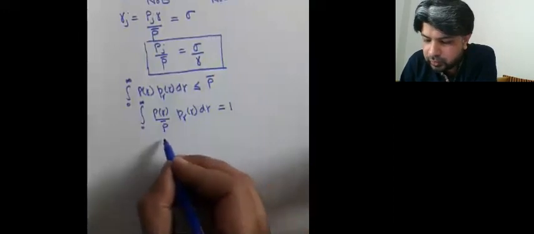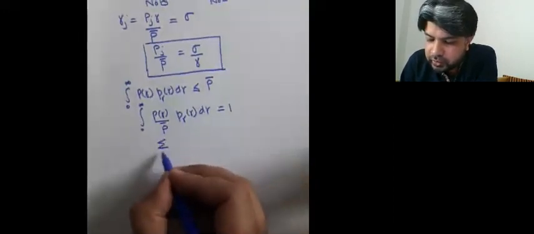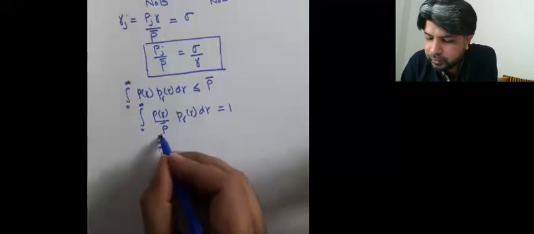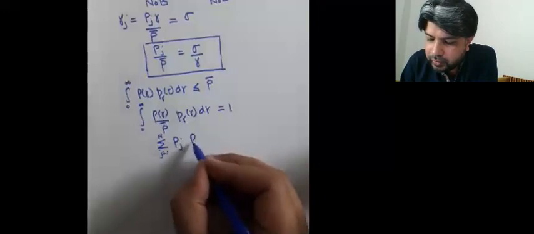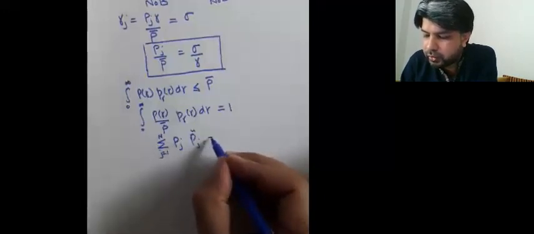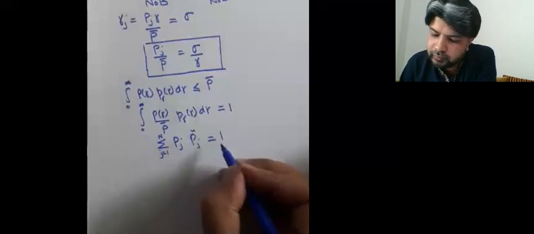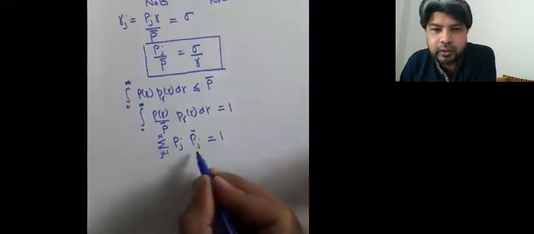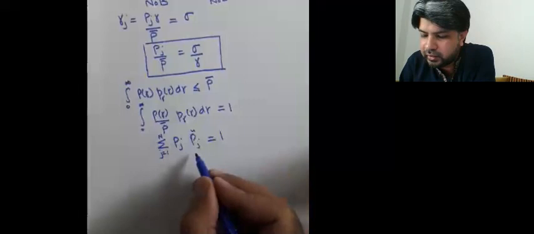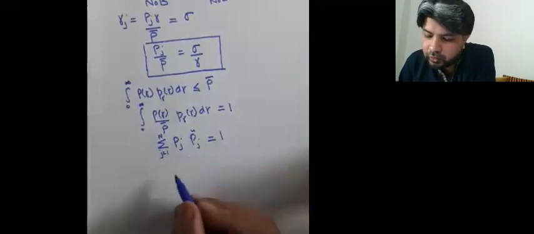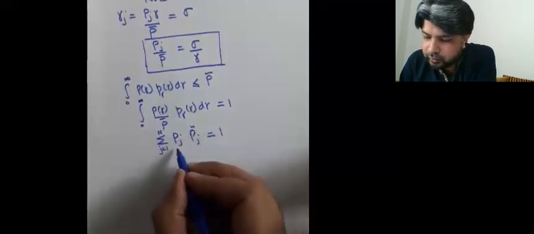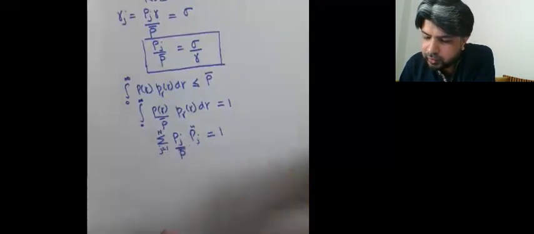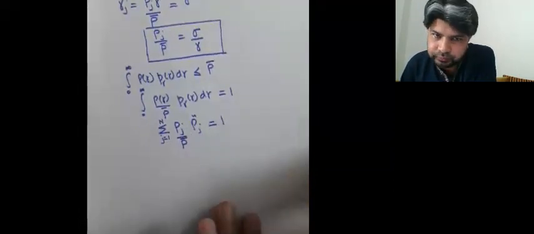In the equivalent discrete time, this would be the summation over j equals 1 to n of pj tilde must be equal to 1, where pj tilde is the probability that the channel is in the state j. So hence, if you have this, it is pj over P bar times pj tilde must be equal to 1.